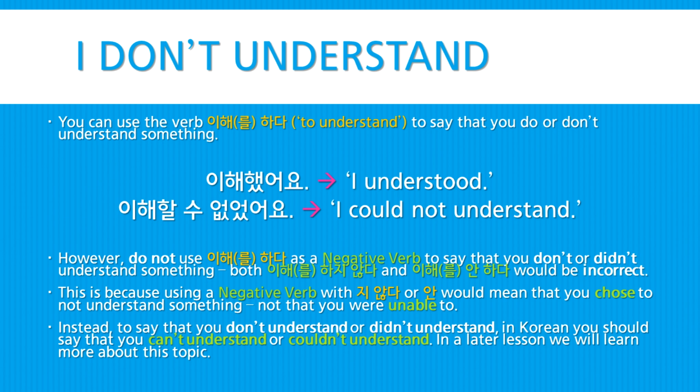However, you shouldn't use 이해하다 as a negative verb to say that you don't or didn't understand something. So saying 이해하지 않다 or 이해 안 하다 would both be incorrect. This is because using a negative verb with 지 않다 or 안 would not mean that you're unable to do something, just that you don't. In fact, it could sound like you're saying you choose to not understand something if you use one of these forms. Instead, to say that you don't understand or didn't understand, in Korean you should just say that you can't or couldn't understand something. And in a later lesson, we'll learn more about this topic.